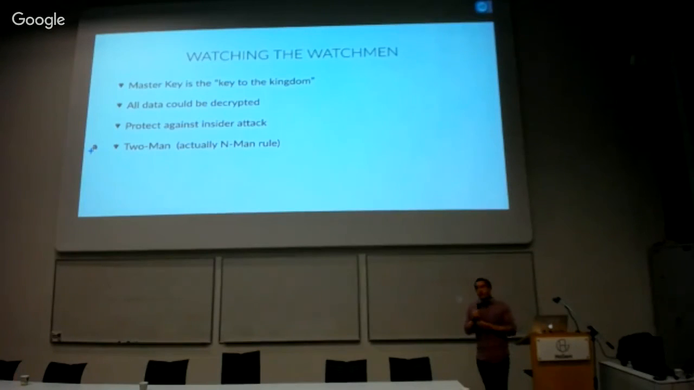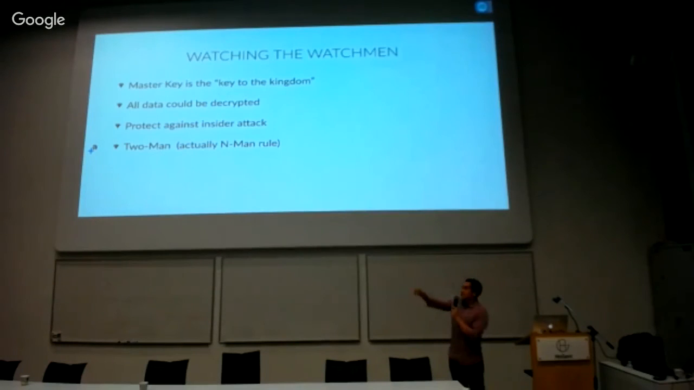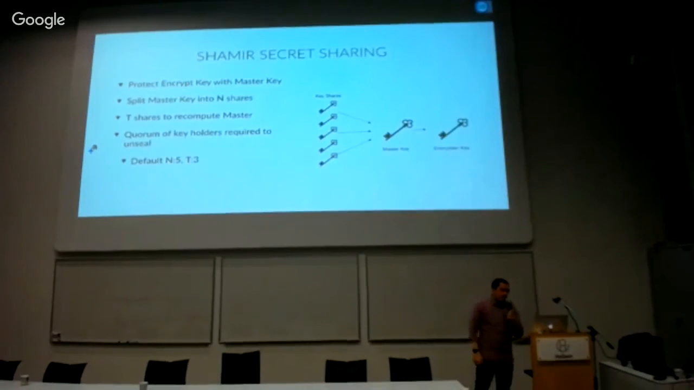So we use the two-man rule, which was sort of designed for this. But in Vault's case, it's actually an N-man rule to split it up. So this is how it looks. You have a master key, you have a number of shares, and it combines to the full key.